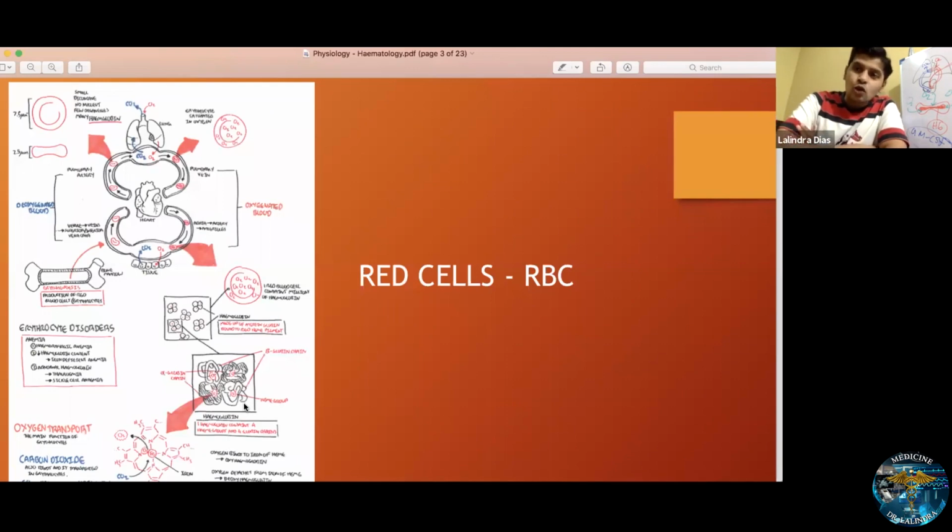Acute bleeding. Chronic bleeding produces hypochromic microcytic anemia due to iron deficiency. But acute bleeding, like after road traffic accident, after major surgery, you present with normocytic anemia. Chronic kidney disease also produces normocytic anemia. Most of the endocrinological disorders other than hypothyroidism also produce normocytic anemia. Why? Hypothyroidism produces macrocytic anemia.